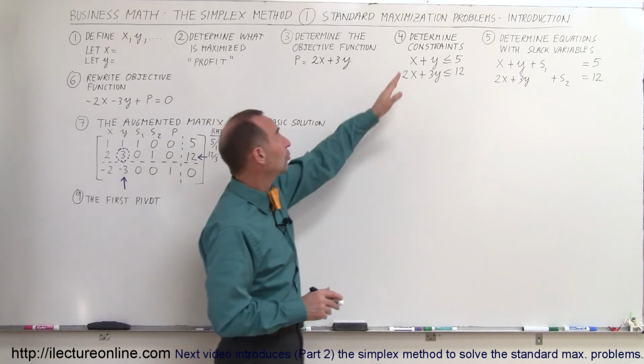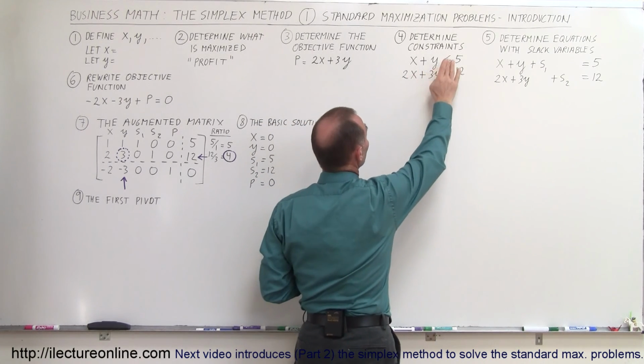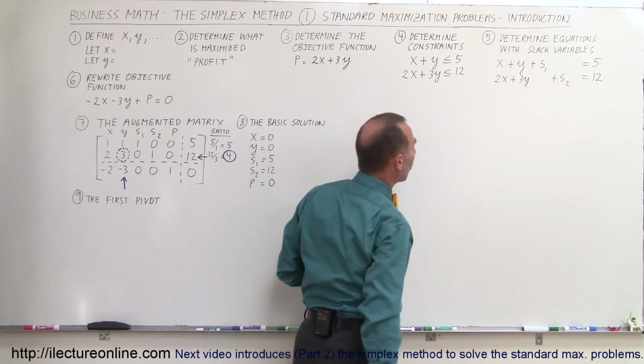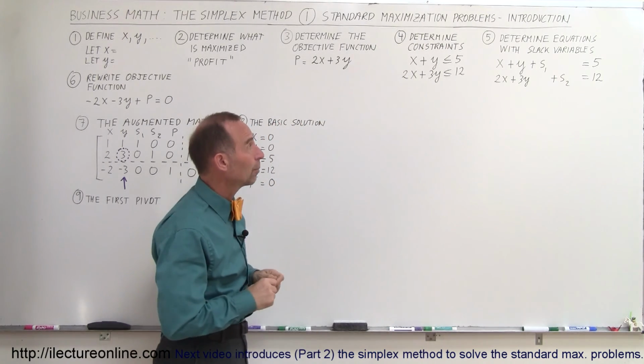The next thing you want to do is determine your constraints. The constraints were given to us: x plus y must be less than or equal to 5, and 2x plus 3y must be less than or equal to 12. Those constraints will determine how we can get the maximum profit.